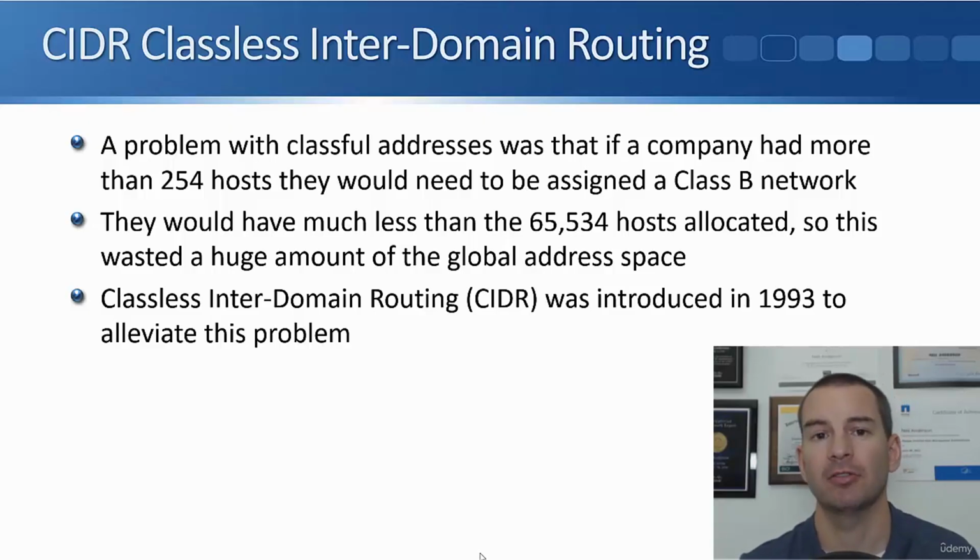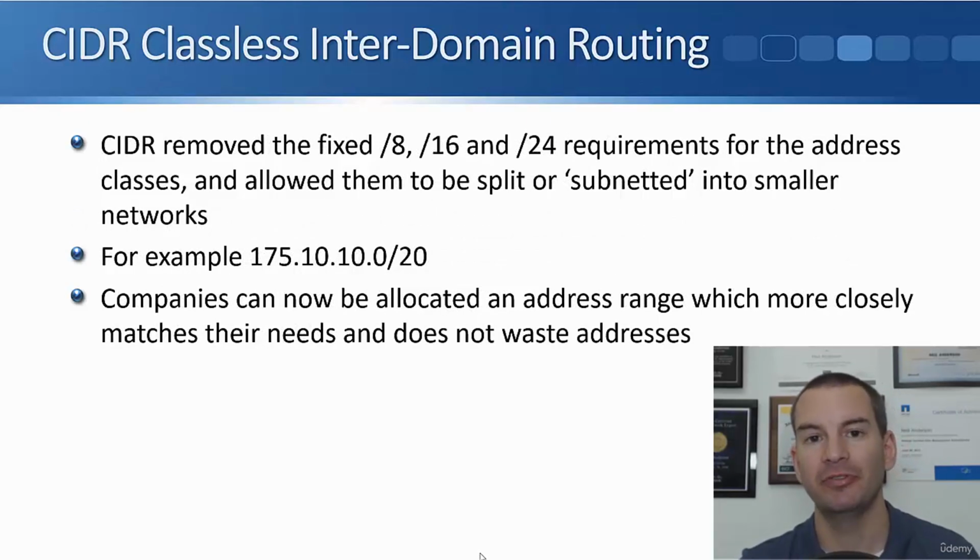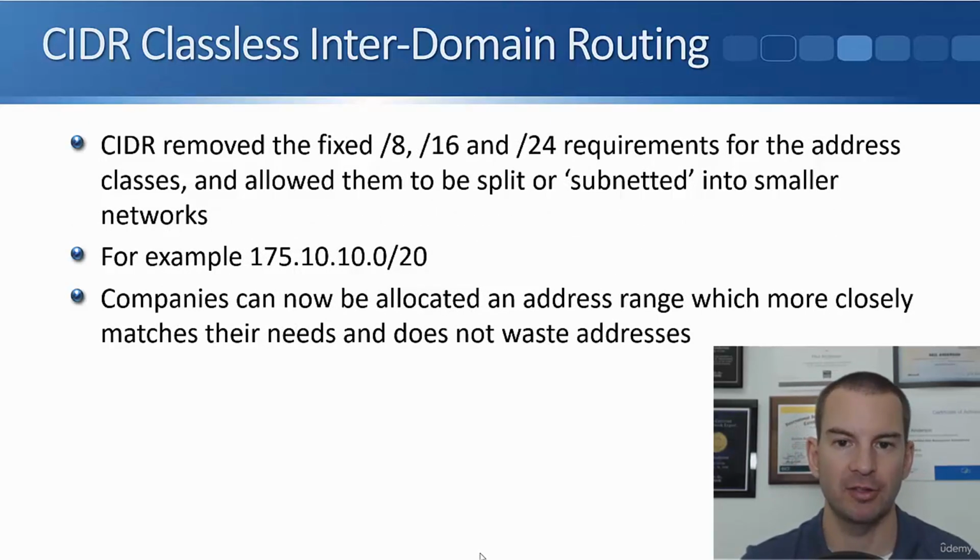So CIDR, classless inter-domain routing, was introduced in 1993 as the solution, or a partial solution, for that problem. CIDR removed the fixed /8, /16, and /24 requirements for the different address classes and allowed them to be split into smaller networks. The name for this is subnetting. Again, we're going to be talking about subnetting a lot in the later lectures as well.